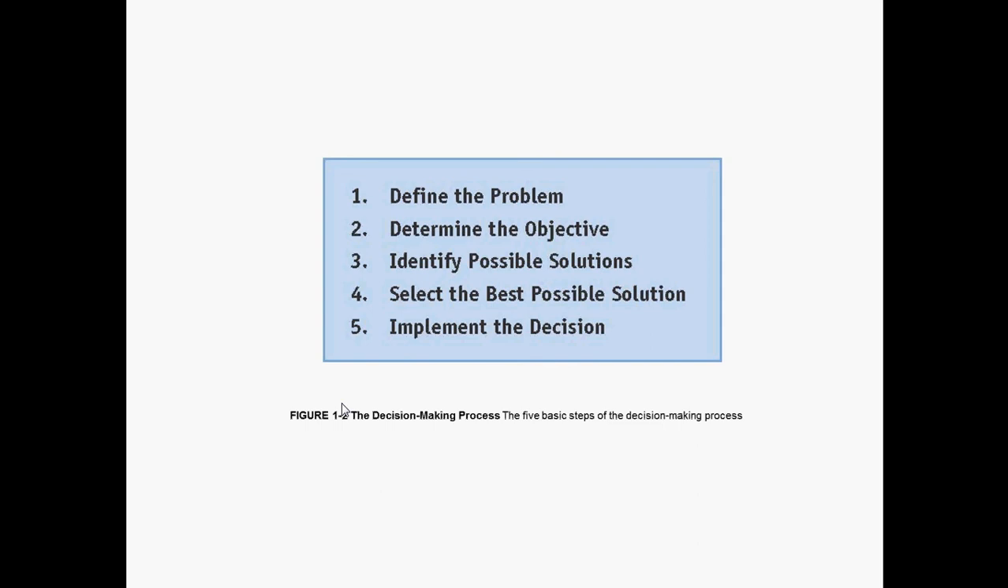Okay, so kind of a generic description. To some extent, this is what we've been going over, but it's put into, you can call this an algorithm, actually, by a metaphor to computer science, but they say: define the problem, determine the objective, identify possible solutions, select the best possible solution, implement the decision.